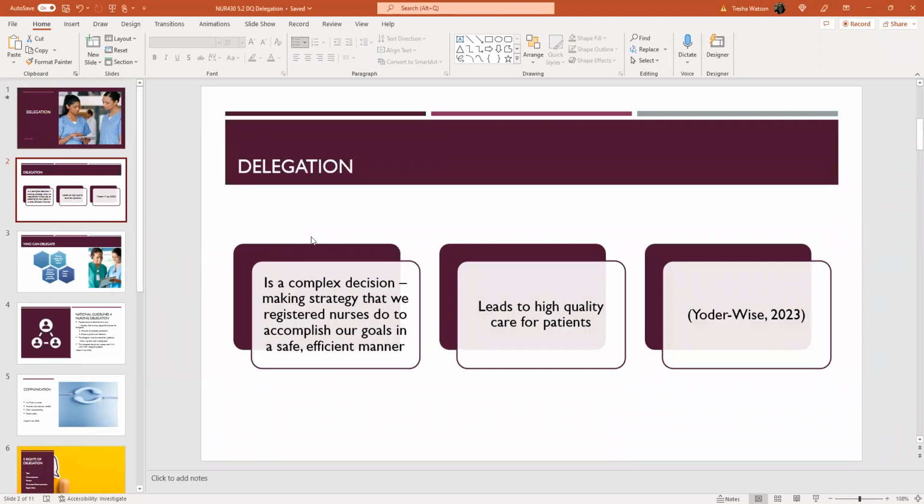Delegation is a complex decision-making strategy that we registered nurses do to accomplish our goals in a safe, efficient manner. It leads to high-quality care for our patients. It involves a delegator, someone who gives out a task, and the delegatee, who takes on the task. The delegatee must be competent and verbally accept the task. And the delegator must know that the person they are giving the task to has the skills to complete said task.